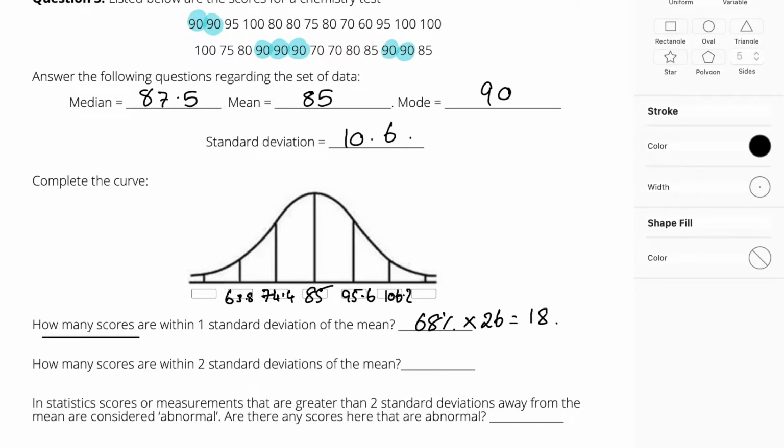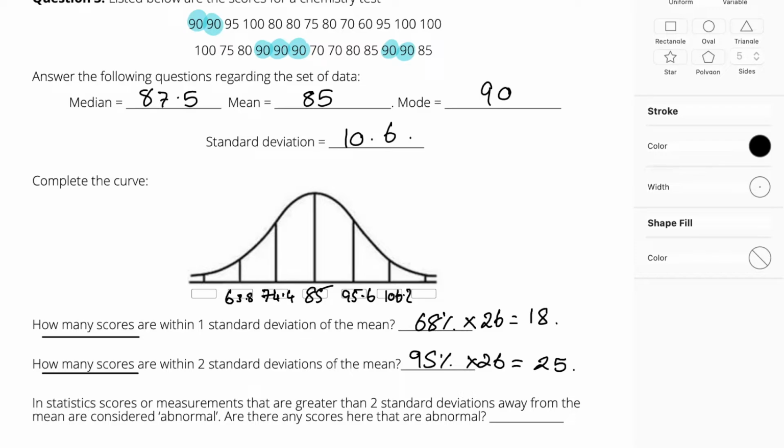How many scores are within two standard deviations? Within two standard deviations is 95%. So 95% times 26. And if we do that, we're going to get 25. So 25 scores within two standard deviations.